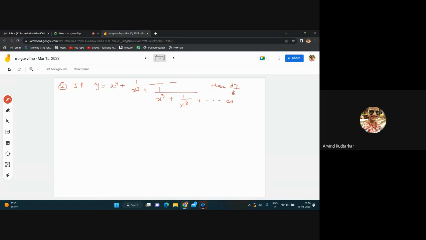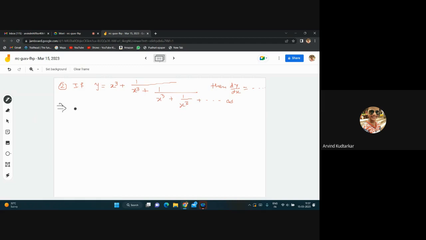dy by dx. Here also you will feel this problem is lengthy. This is also lengthy to get the differential, but not lengthy. It's simple. That depends on your observation. So what is the angle of observation you are applying there on the function, it is most important. Okay. Yes, you come to the solution.